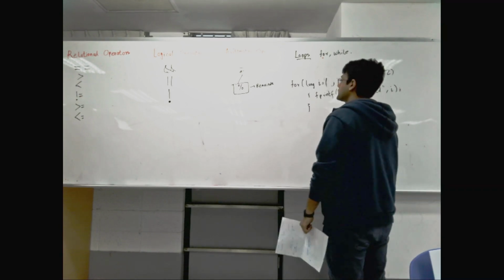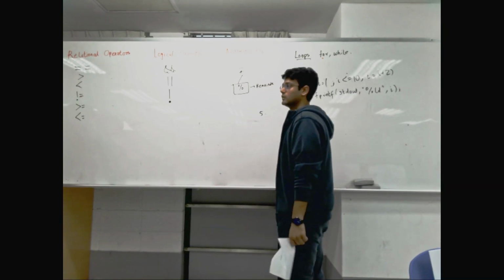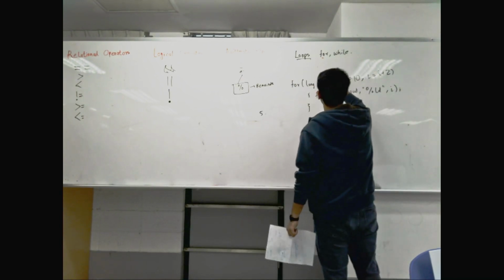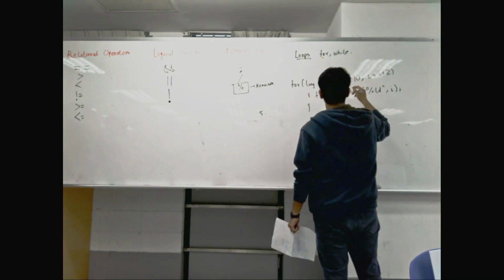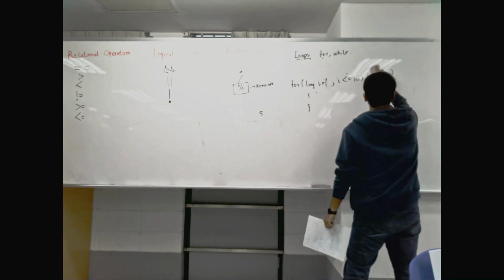Let's say we want the sum of the first 5 numbers. Okay? 1 plus 2 plus 3 plus 4 plus 5. Okay, so we have a simple loop. I'm not gonna print anymore.